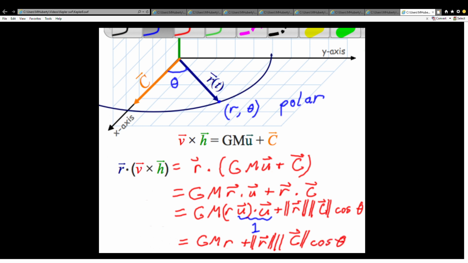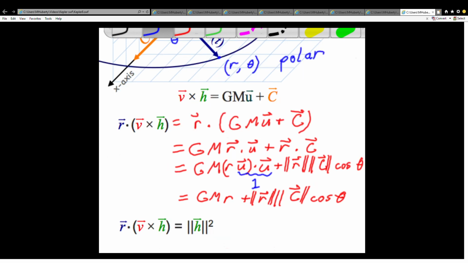Then we're going to show in, well, I guess it has to be the next video since I'm limited to 5 minutes. We'll show in the next video then that r dot v cross h is also equal to the magnitude of h squared. And what we'll do is we'll set this part equal to the magnitude of h squared and come up with our grand results. So, next video.